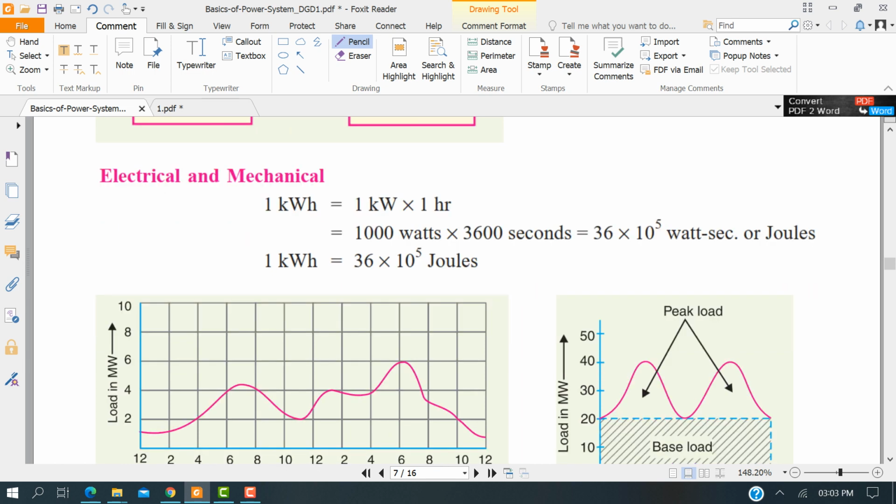Now we will see the unit of electrical energy. Normally one unit on an electricity bill can be expressed as 1 kilowatt hour.